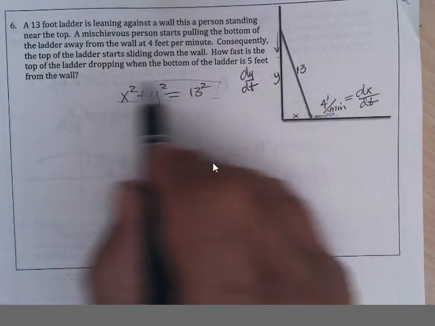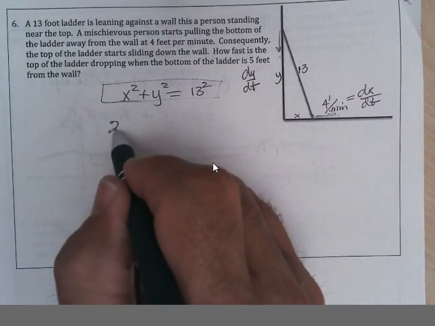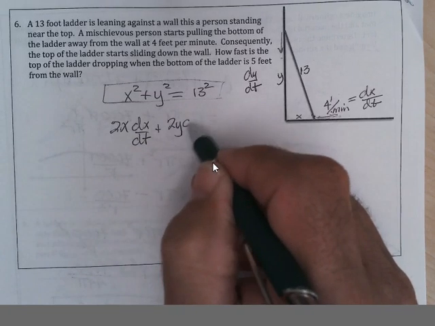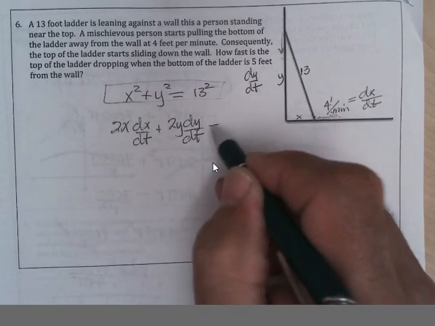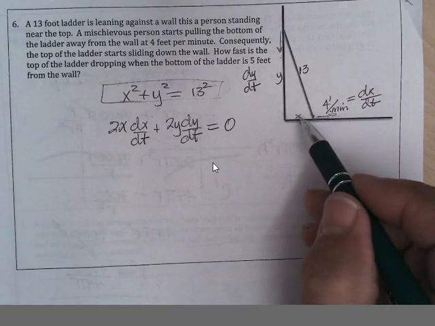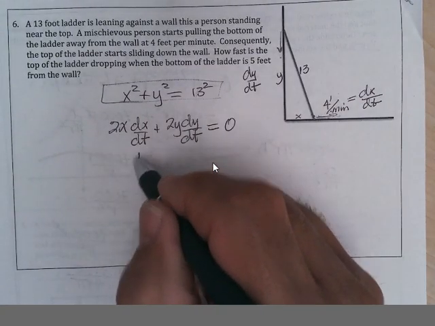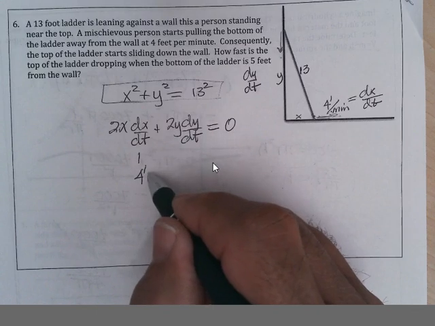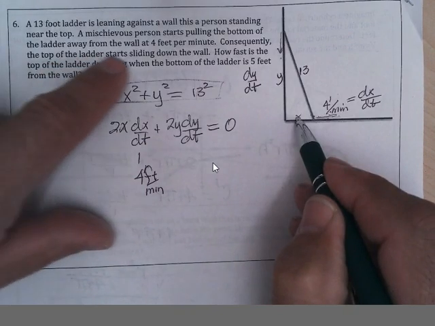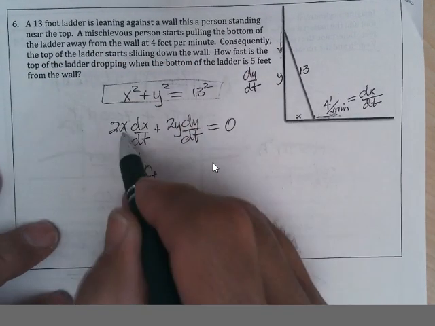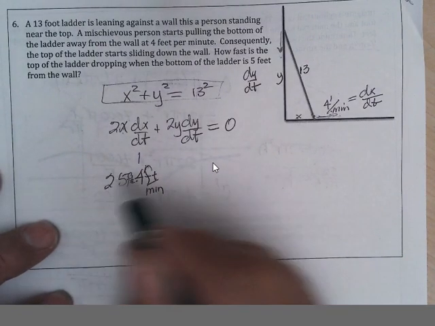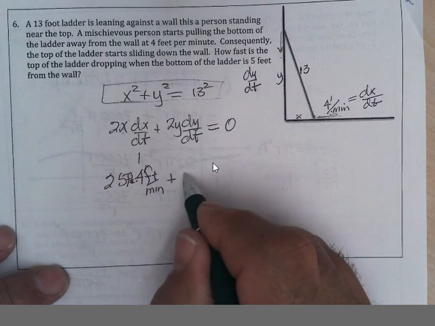And so we just take the derivative of this with respect to time, and we get 2x dx dt plus 2y dy dt equals, derivative of that is 0. We're supposed to do it when dx dt is 4 feet per minute, when it is 5 feet from the wall, so x is 5, times the 2 that's there, plus 2 times the y.